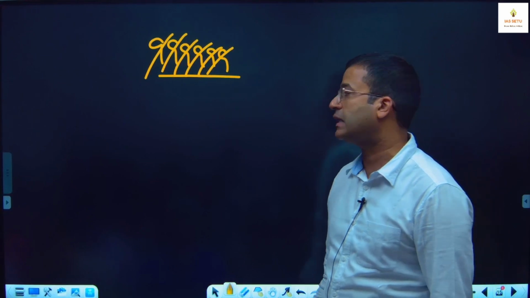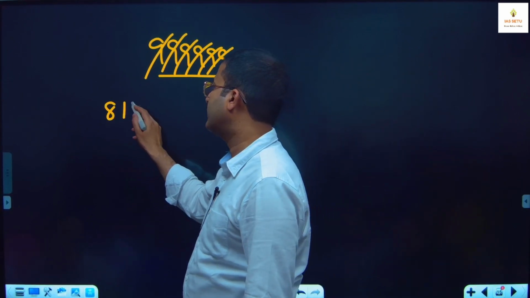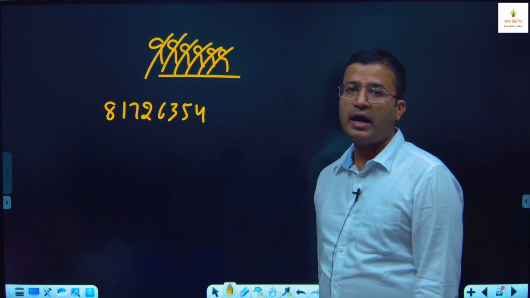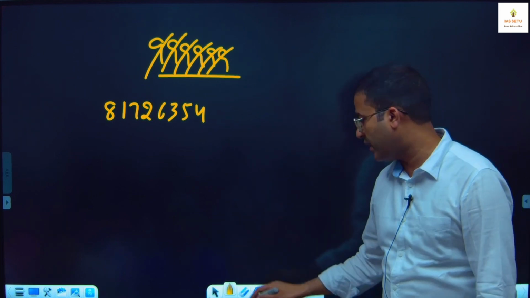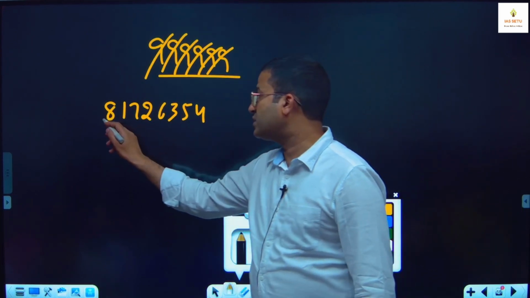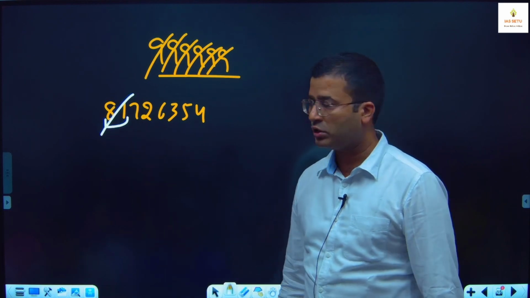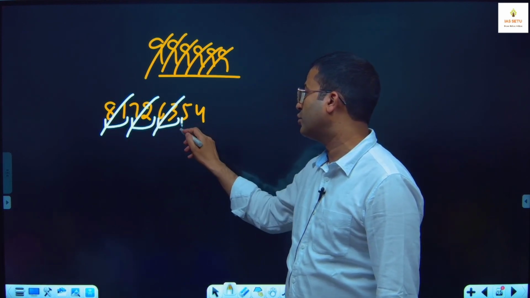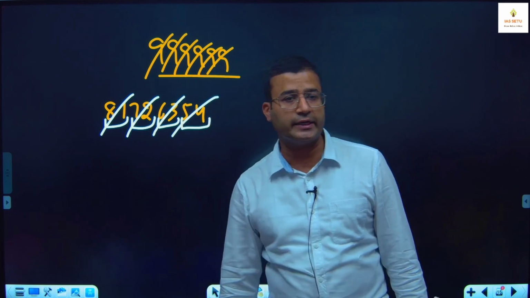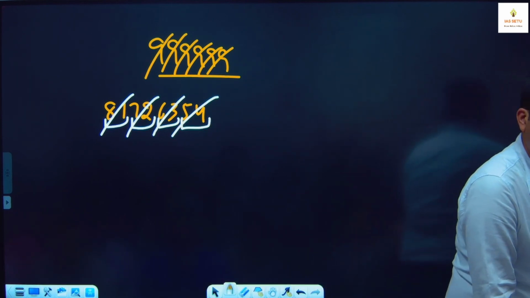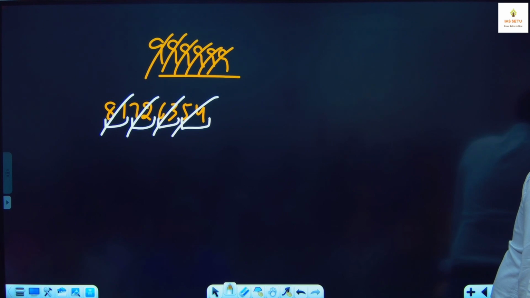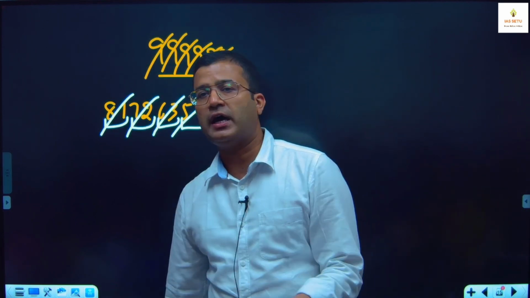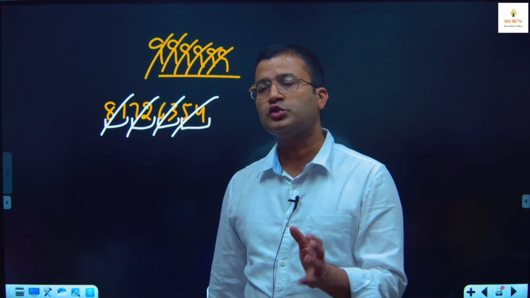But if it is indirectly, like for example 81726354, and it is asked if this number is divisible by 9, yes or no. This is 8 plus 1, 9, ignore. 7 plus 2, 9, ignore. 6 plus 3, 9, ignore. 5 plus 4, 9, ignore. Okay. So here, if in a question you find directly or indirectly there is a 9, you ignore, so that you can save your time.